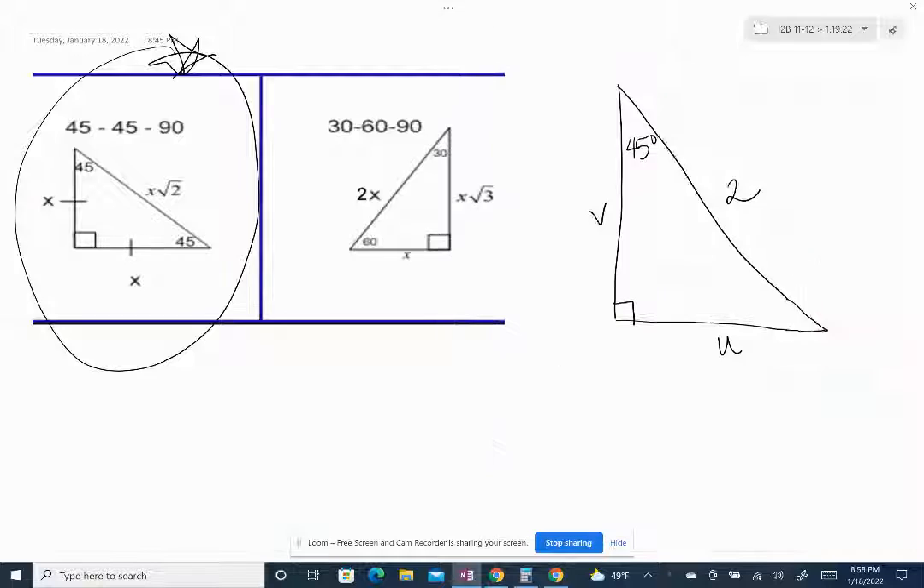But for this one, it's a little bit different because the 2 is actually now your hypotenuse. So if you come out this way, that's going to be your 2. So x square root of 2 is going to equal 2. You want to solve for x all by itself. So you're going to divide both sides by square root of 2.